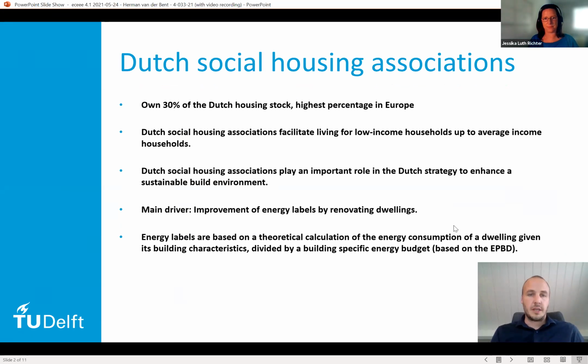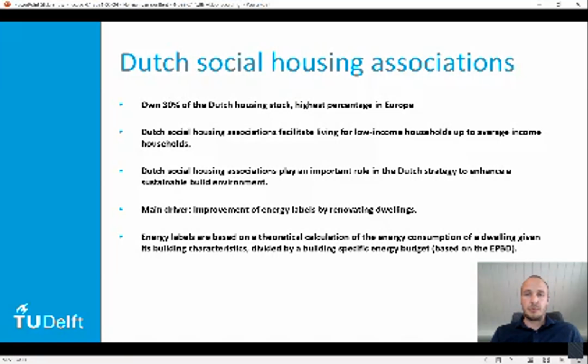I work with the Dutch social housing stock owned by Dutch social housing associations, and they own 30% of the Dutch housing stock, and that's the highest percentage in Europe. Dutch social housing associations facilitate living for low-income households up to average-income households in the Netherlands. They play an important role in the Dutch strategy to enhance a sustainable built environment. And the main driver to do so is the improvement of energy labels by renovating dwellings.